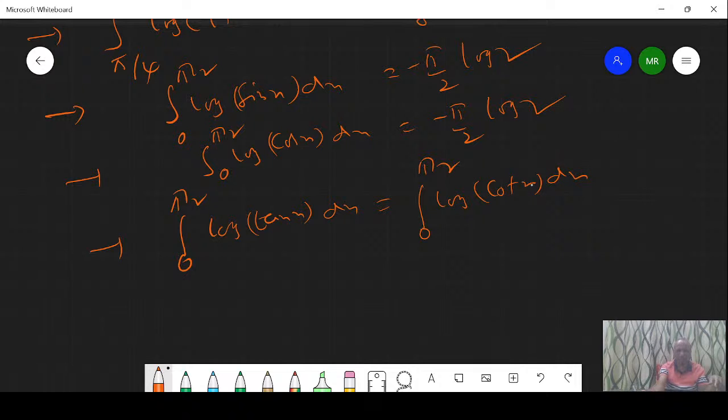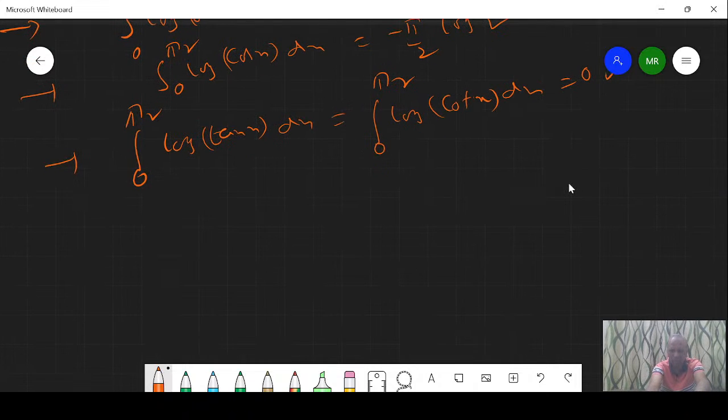Considering this is a log of cot x dx, you can expect this is a simple problem. In these two cases the answer is 0. The integral of log of tan x dx and the integral of log of cot x dx both equal 0. So these are standard problems. Just remember, you can directly write zero for this case.